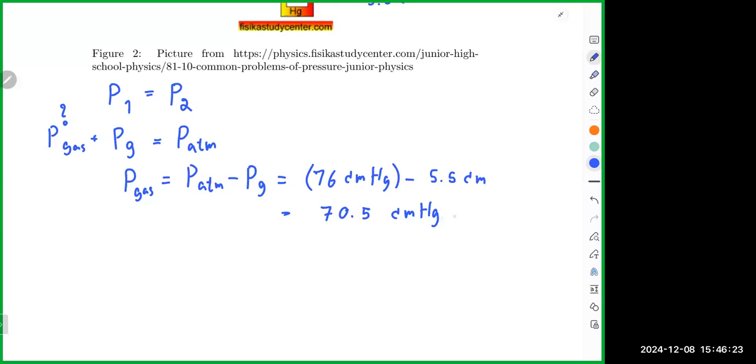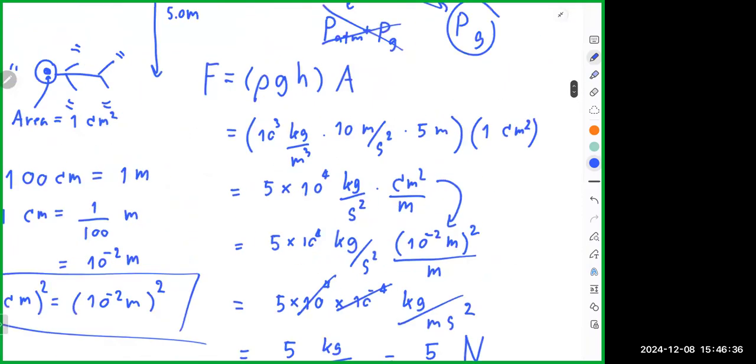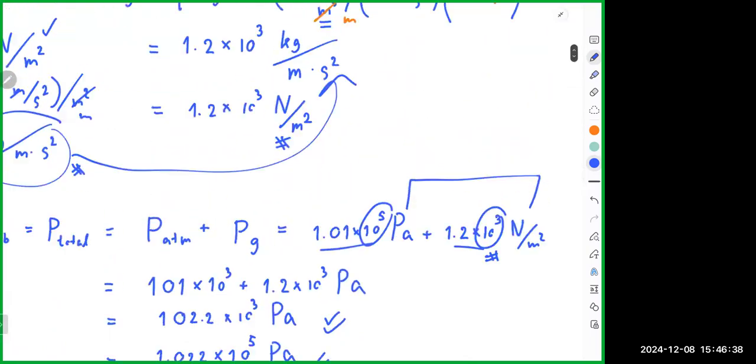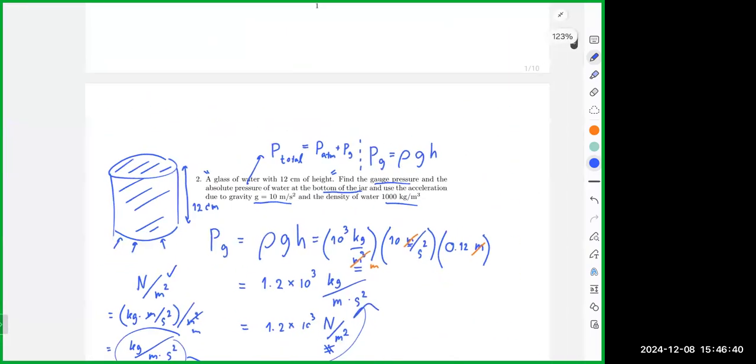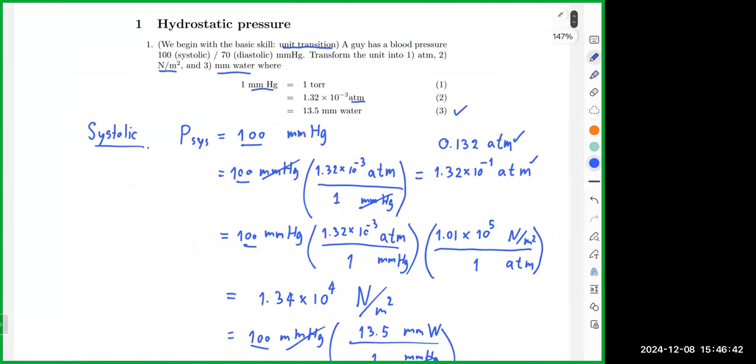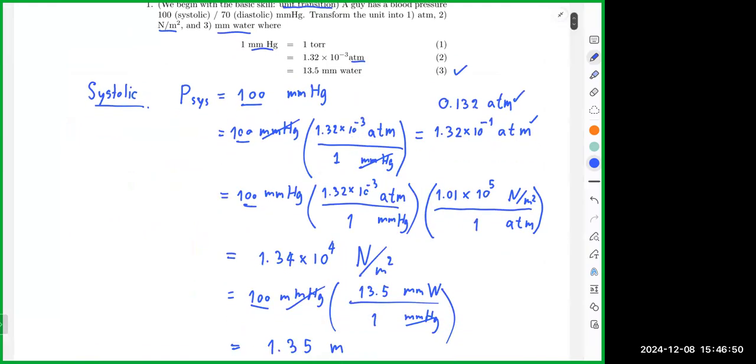For example, here you would like to convert this into Pascal. So use the conversions that I already gave you. Here, 1 millimeter Hg is, you can use here.